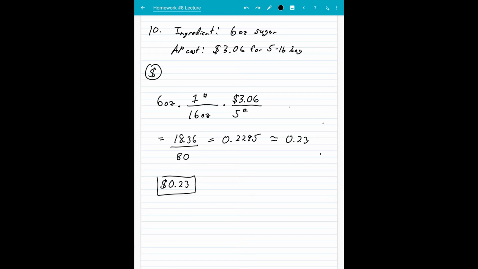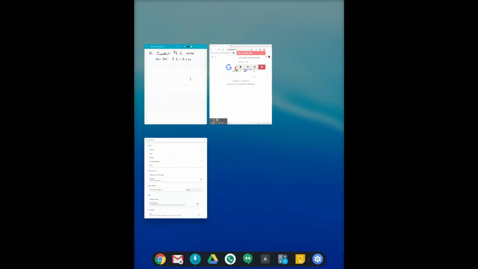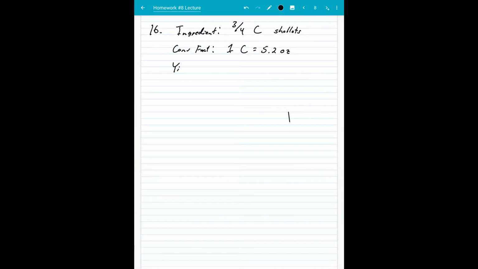Let's look at number 16. It says find the amount of the ingredient being used in the recipe. And it shows that as a fraction, 3/4 of a cup of chopped shallots. So the conversion factor is going to be 1 cup is equal to 5.2 ounces. Now we have yield percent, because remember, these are chopped shallots. It's not going to be just them by themselves. They have to be chopped and prepped.